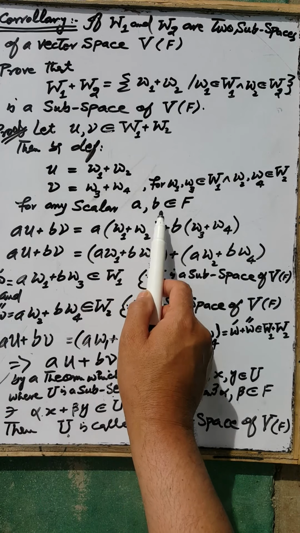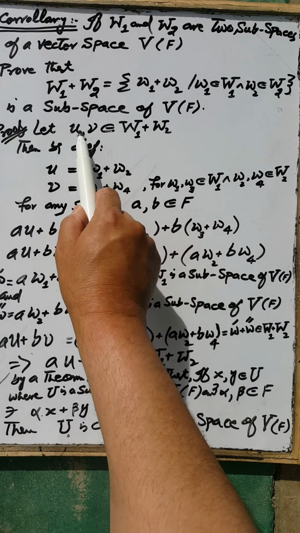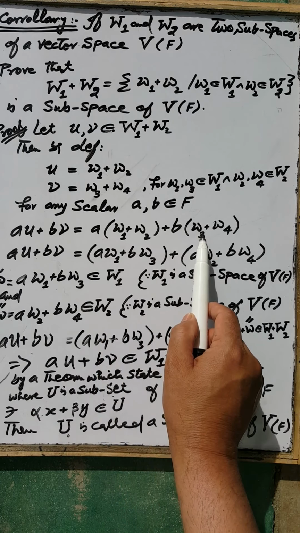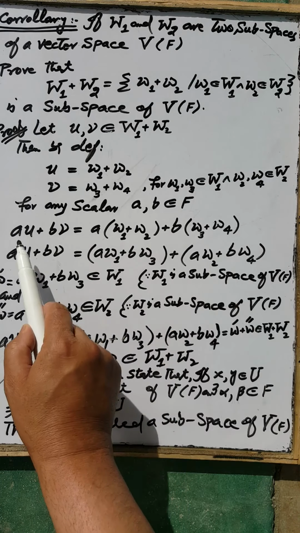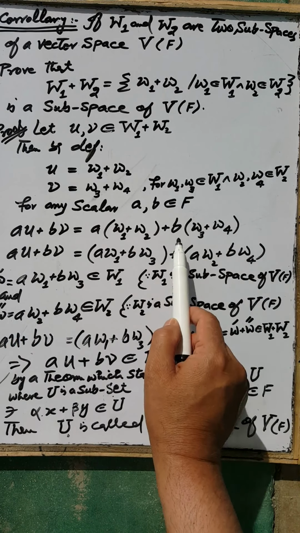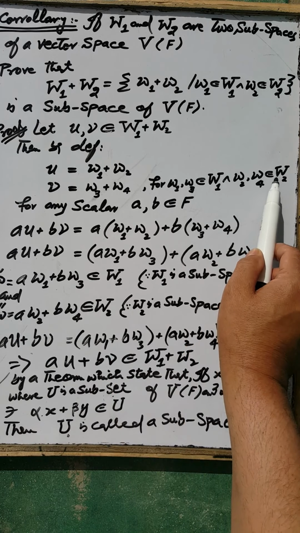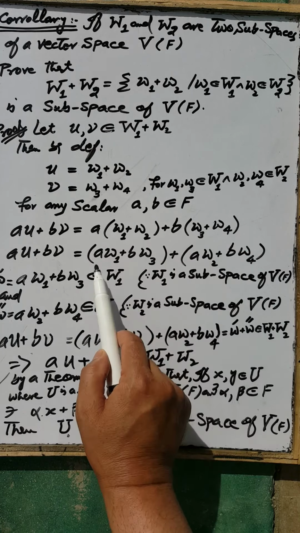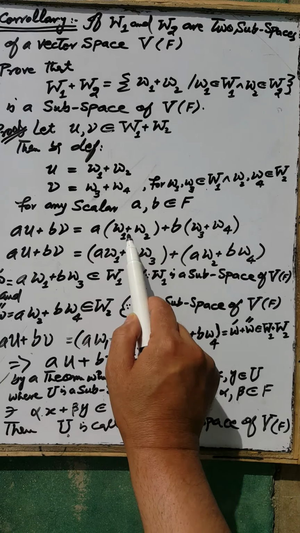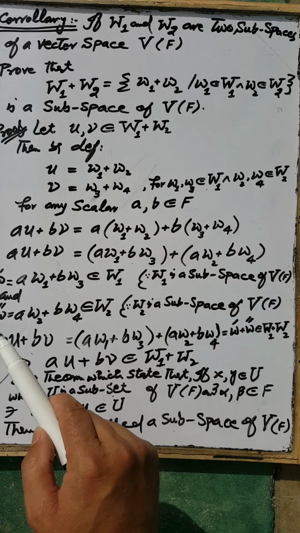Now, for any scalars a and b, the sum of the product of the elements of W1 + W2 with a and b is a multiplied by (w1 + w2) plus b multiplied by (w3 + w4), which is equal to aU + bV. After the rearrangement, w1 and w3 are elements of W1, and w2 and w4 are elements of W2. Therefore, after the rearrangement, a w1 + b w3 is an element of W1, and a w2 + b w4 is an element of W2.